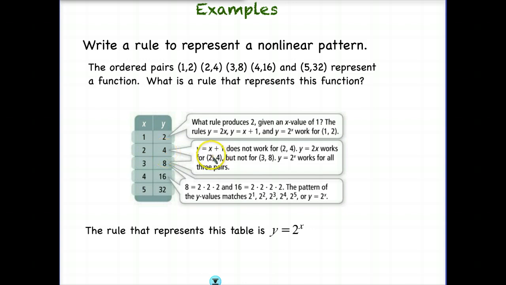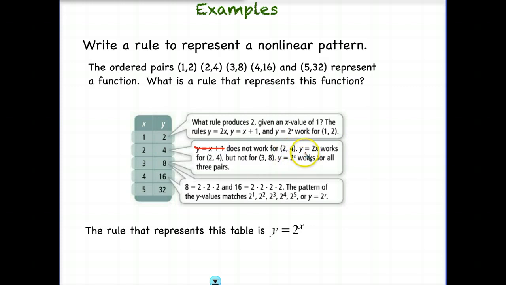Let's look at our first rule here, y equals x plus 1. If we plug in a 2 for x, we get 2 plus 1 is 3. That does not work. So we can cross that rule out as ineffective. Let's cross that one out.